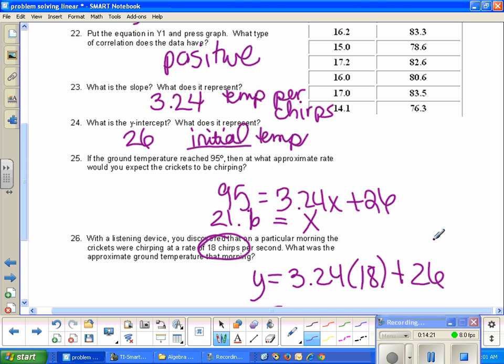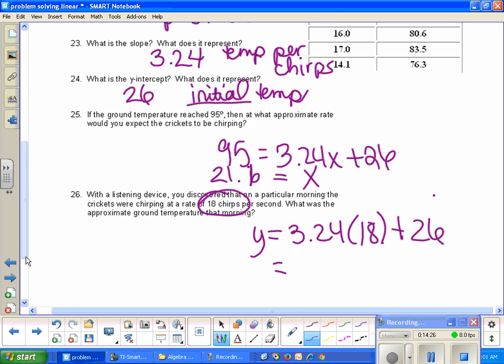So here with the listening device, if it's 18, and we fill in, what temperature we get right here? 84.82. Okay, so about 84 degrees Fahrenheit. So we can use our calculator to give us information, but you also have to use the situation itself to determine what different parts that you're looking for. So on the other ones, we're going to go back, use the calculator to get the equation of the line, but use the information to decide what does slope mean, what does y-intercept mean, is it direct variation, so on.